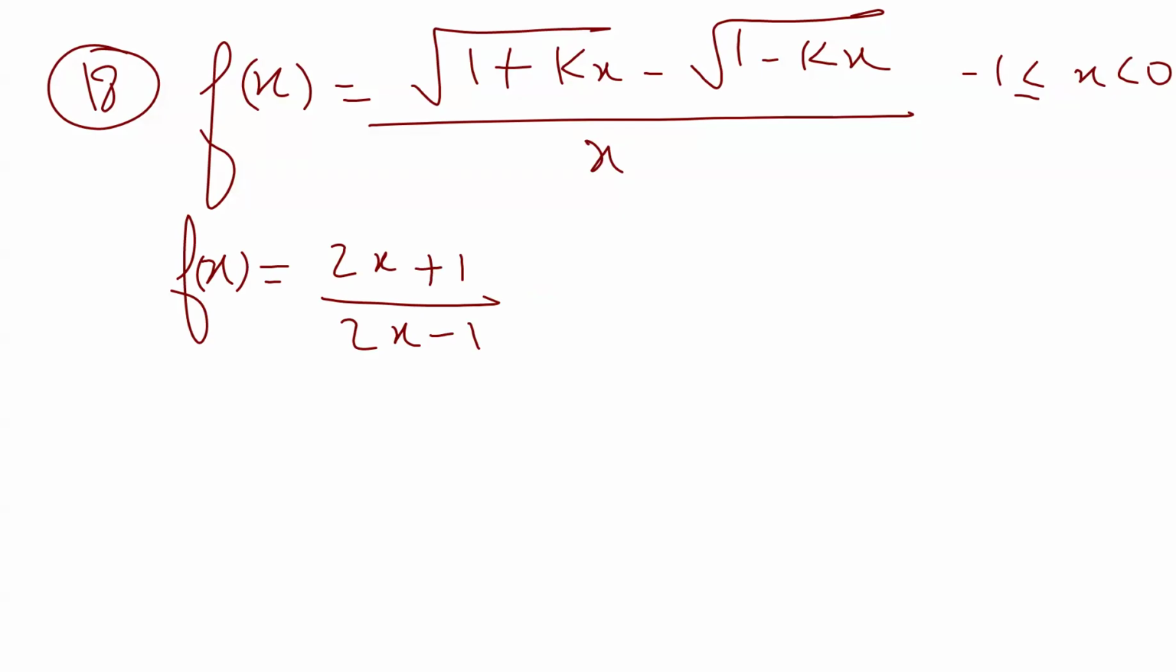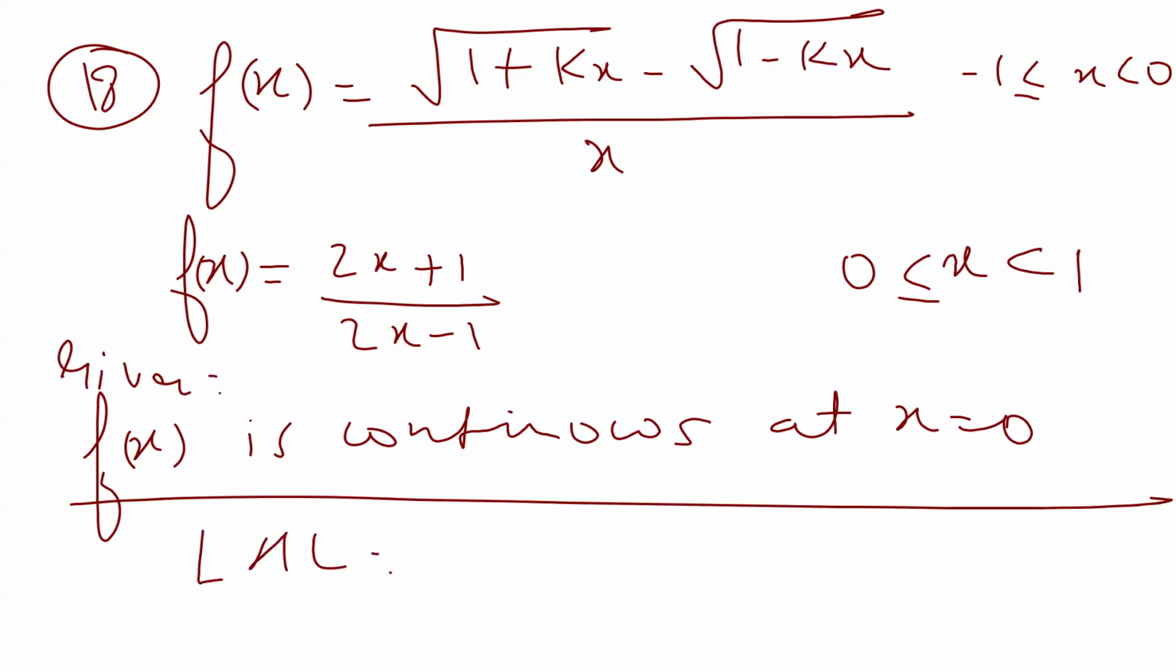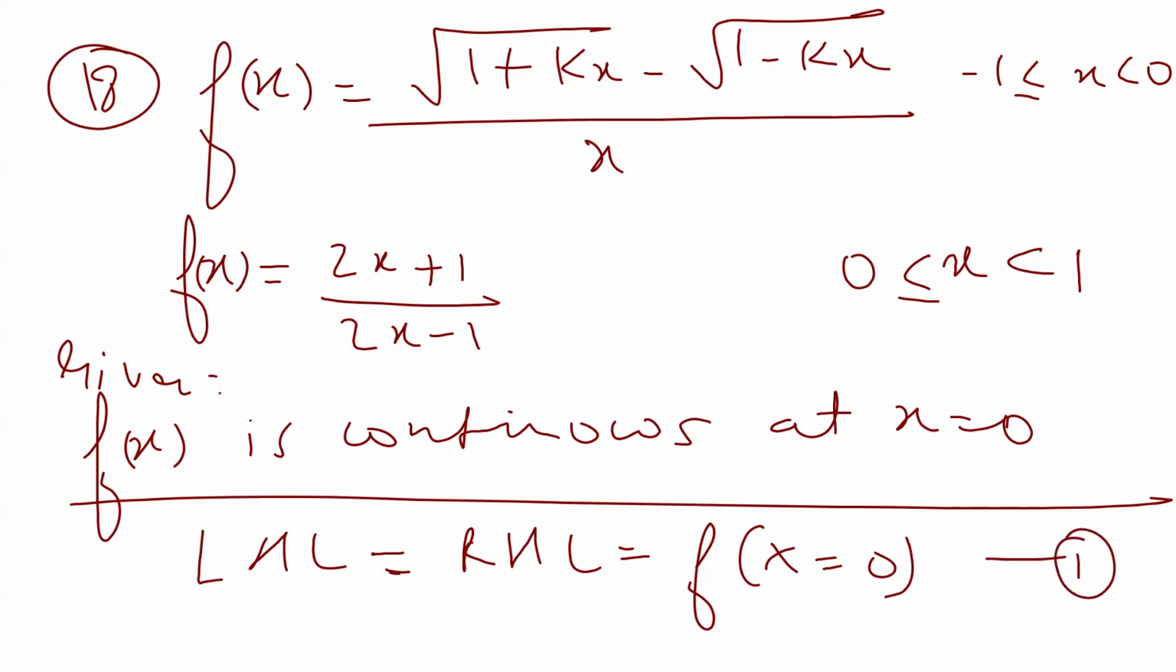So this is true for 0 less than or equal to x less than 1. Okay, so this is the question given, and f of x is continuous at x equal to 0. So this is given. So LHL equal to RHL at x equal to 0 is equal to f of 0. Fine, so this is equation number 1.